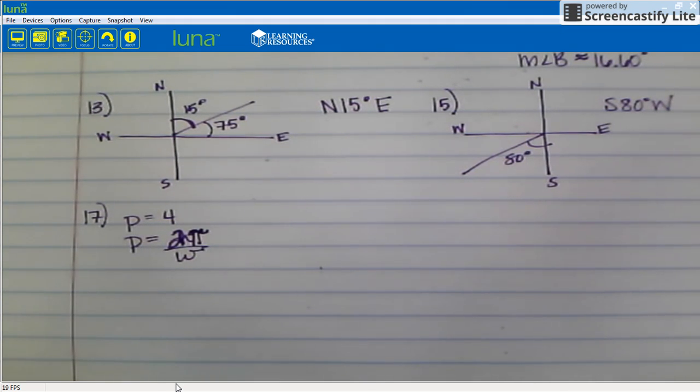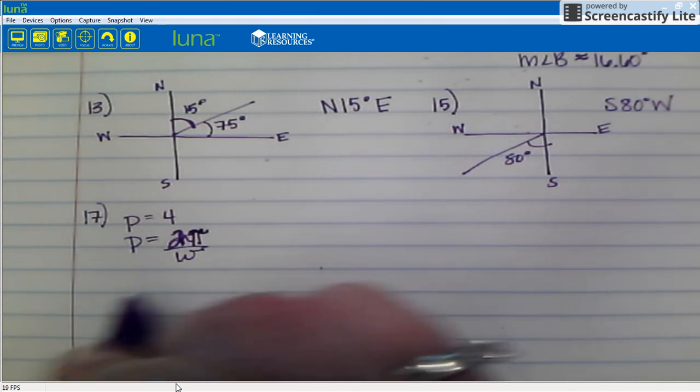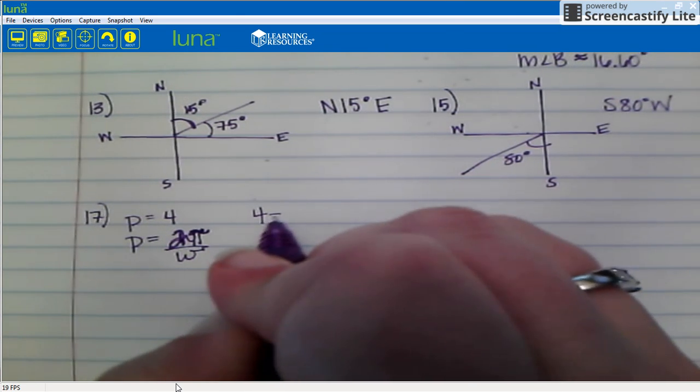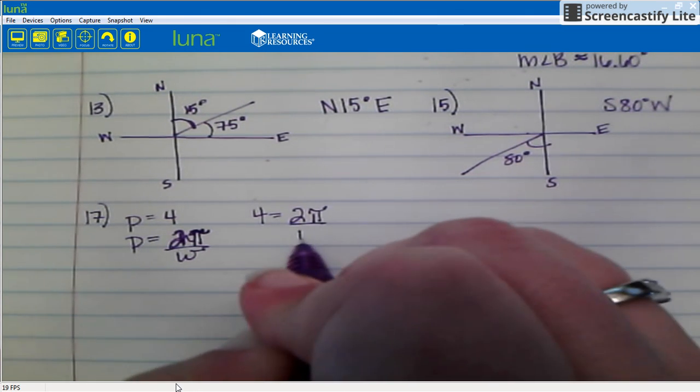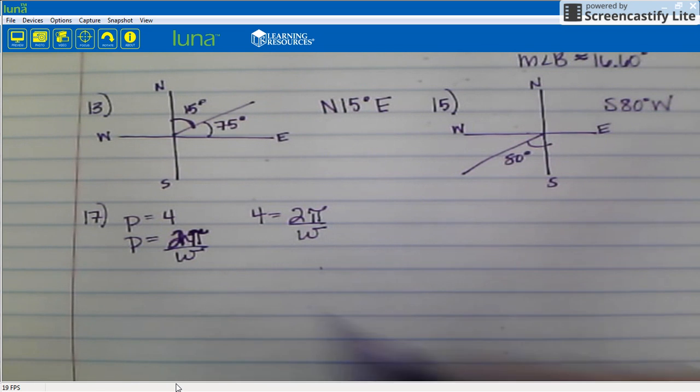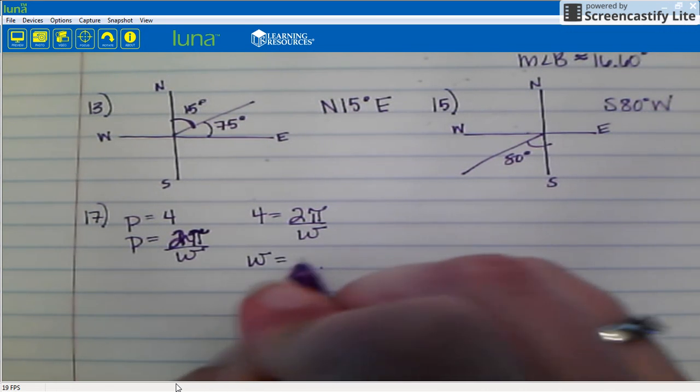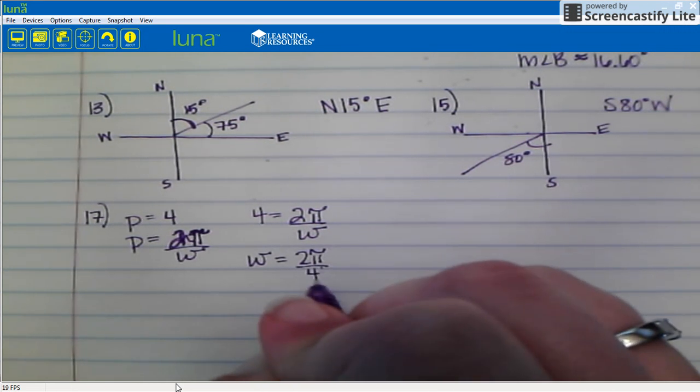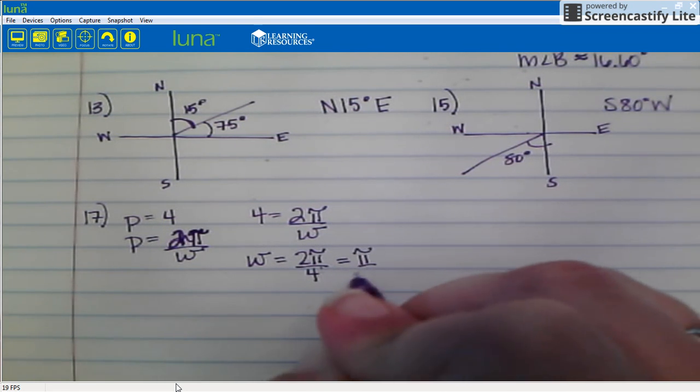And so if our period is 2 pi divided by W, then 4 is equal to 2 pi divided by W, and I solve for W. So that means W is going to be equal to 2 pi over 4, which is just pi over 2.